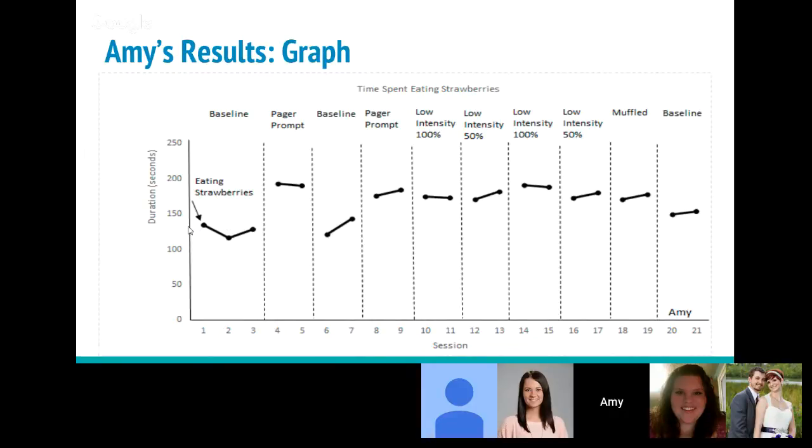For my baseline, it shows that I ate quickly. Once I started the pager prompt, it went up. It took me a little bit longer. Baseline, it came back down a little bit. And then after that, it was pretty consistent, with slowing down just a tad when eating the strawberries with each phase of intensity.